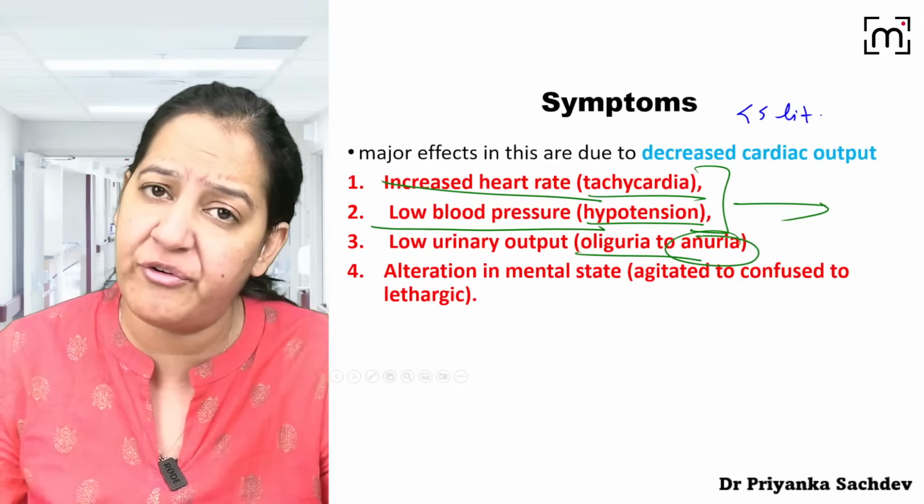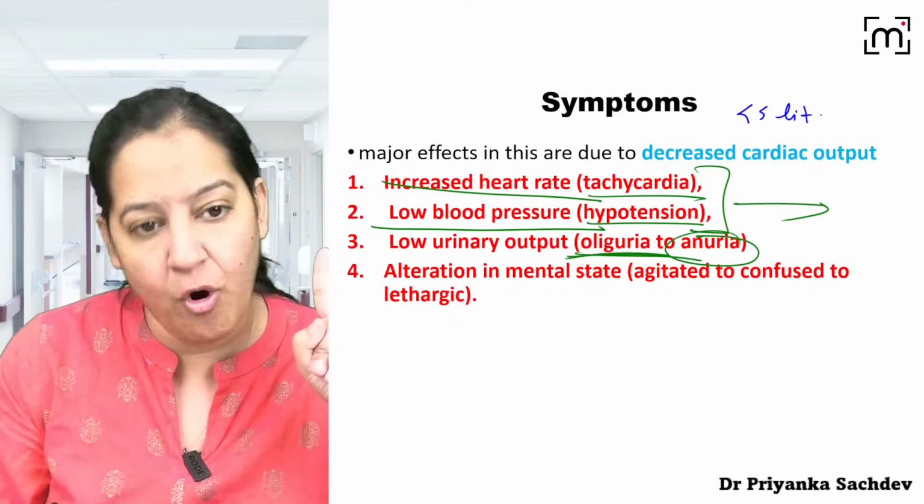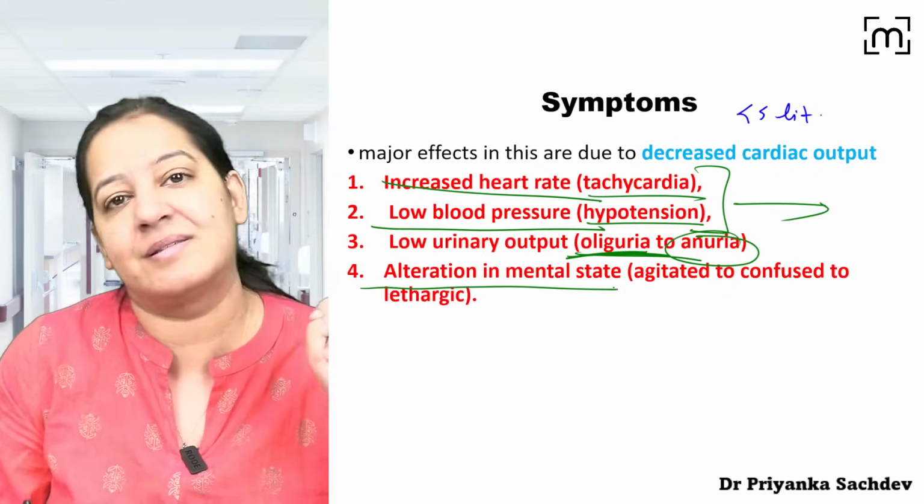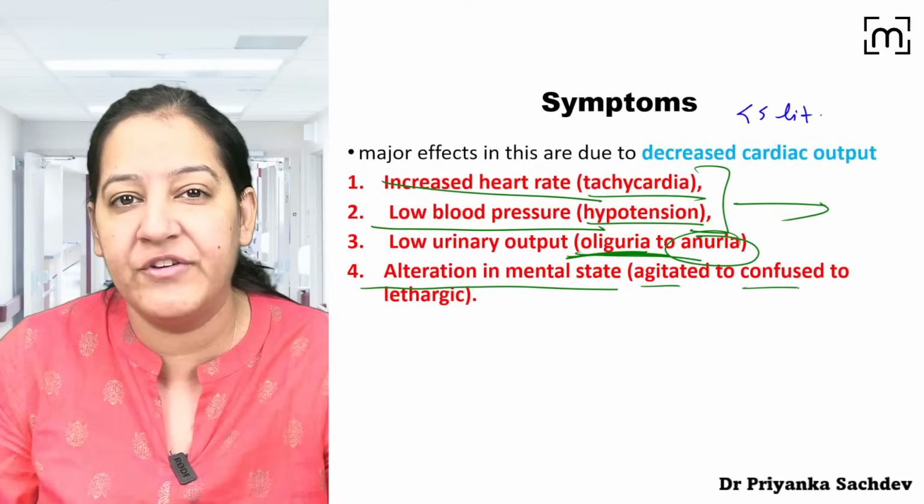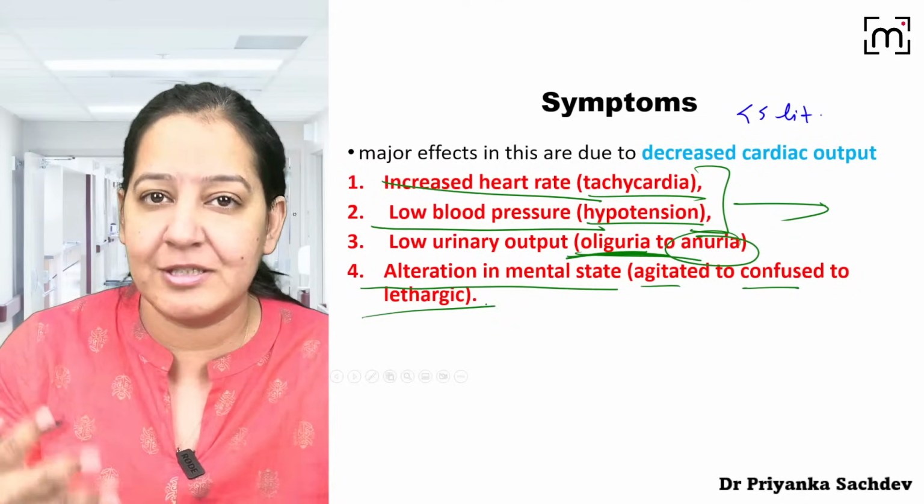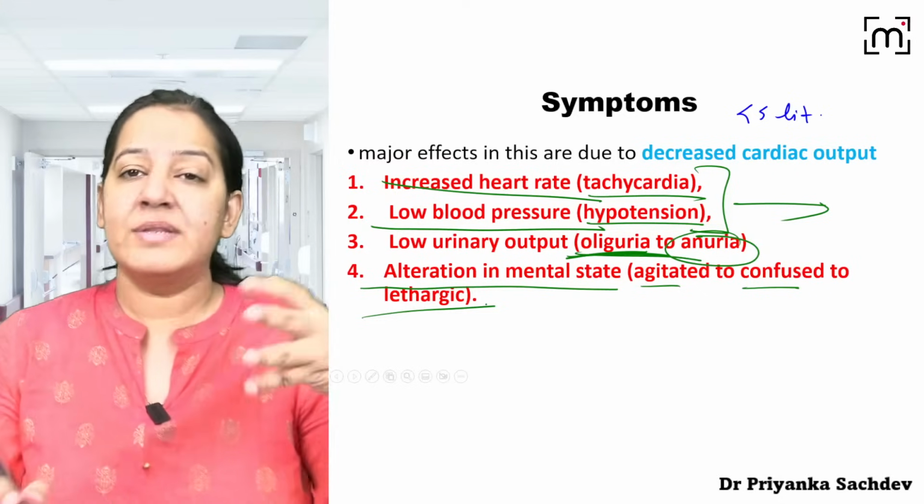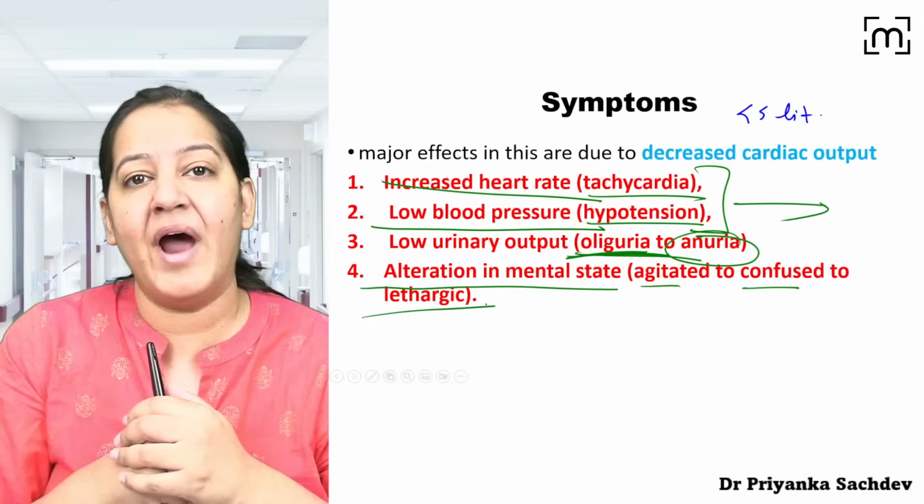So the glomerular filtration rate will be reduced. So the patient will have oliguria, and the brain will receive less blood. So the patient has altered mental status. The patient will be agitated, confused, lethargic, unable to respond. If you ask the patient, what's your name? He will not respond properly. You got my point?